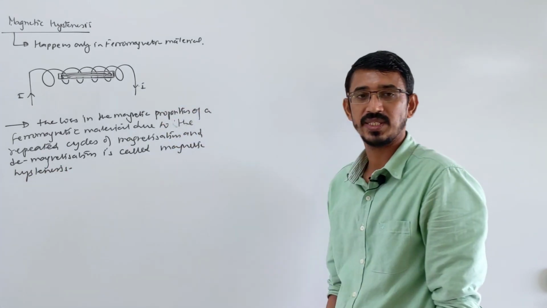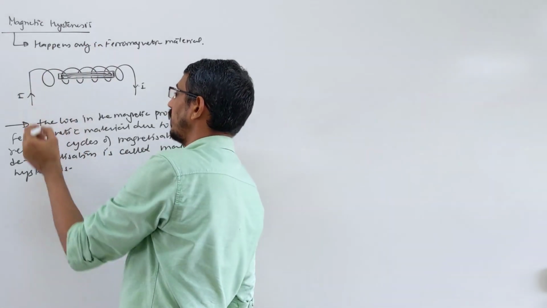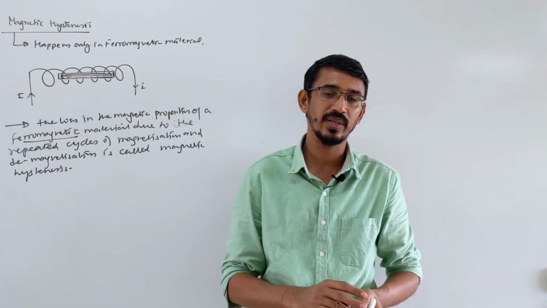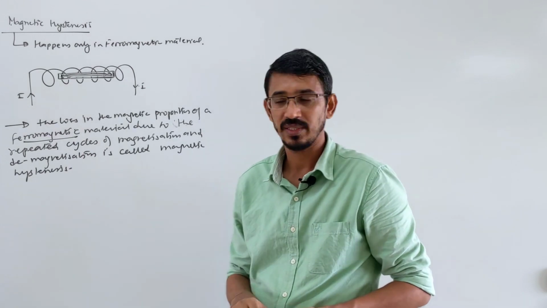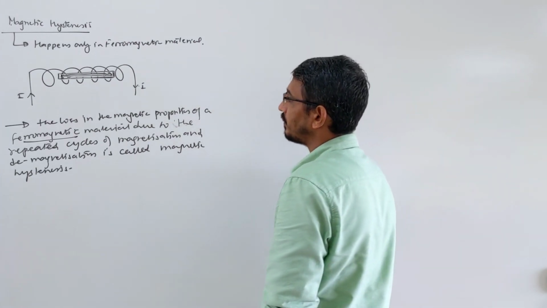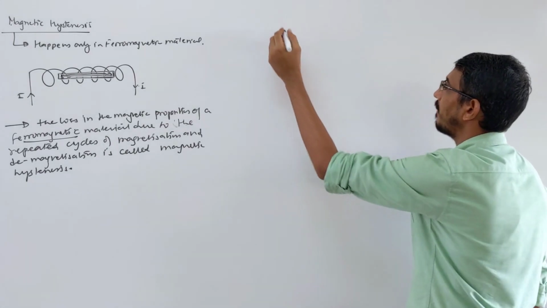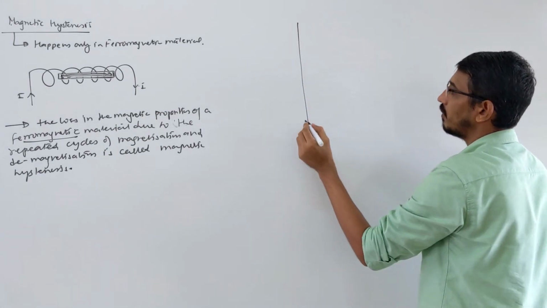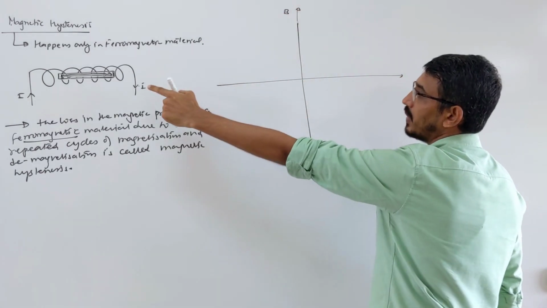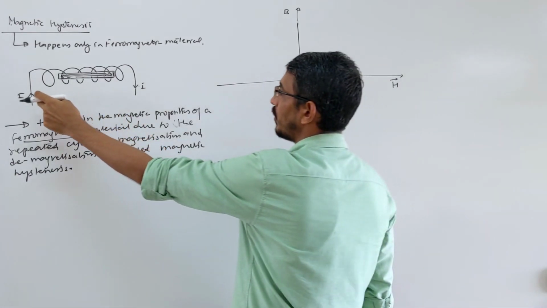Okay, this is your magnetic hysteresis. The loss in the magnetic properties of a ferromagnet. I told you this applies to ferromagnetic material, due to the repeated cycles of magnetizing and demagnetizing. This loss is called magnetic hysteresis. In some books they write it in a slightly different way. I will explain once I draw a graph here. Why does this actually happen? Watch carefully. We want to draw a graph between the magnetic field developed inside that magnetic material versus the magnetizing field. The magnetizing field is produced by this solenoid.